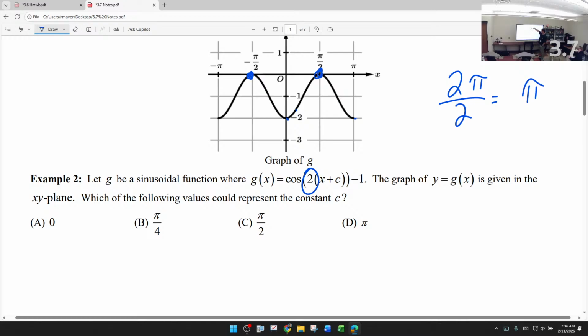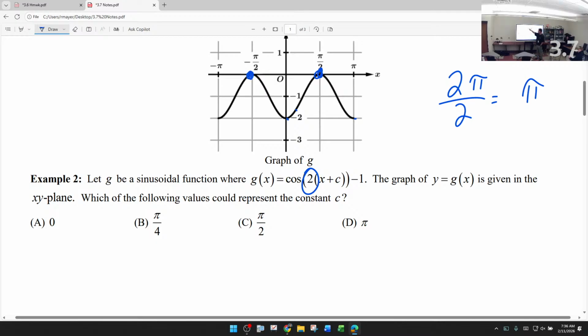The -1 moved the whole thing down 1 unit. Again, that's not something that you need to know for this question, but it's something you need to know. So we're down 1. They're just asking for that constant c. And you're kind of lucky in this fact, I don't like this, because you can maybe not know and still get it right.